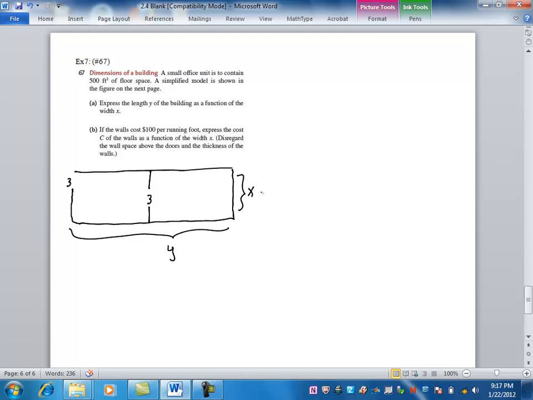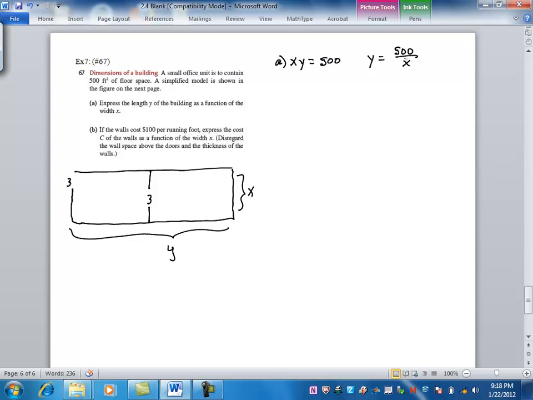It says a small office unit is to contain 500 square feet of floor space. A simplified model is shown in the figure that I just drew. We want to express the length y as a function of the width x. Well, let's see here. For part A, we know that x times y, my area, equals 500. And so y as a function of x is going to be 500 over x.